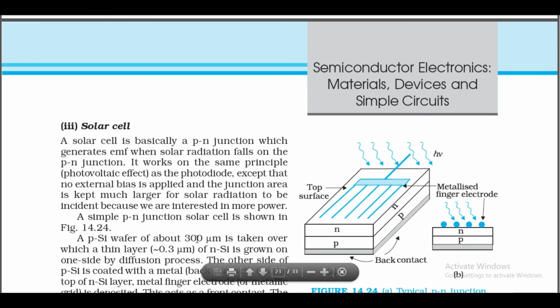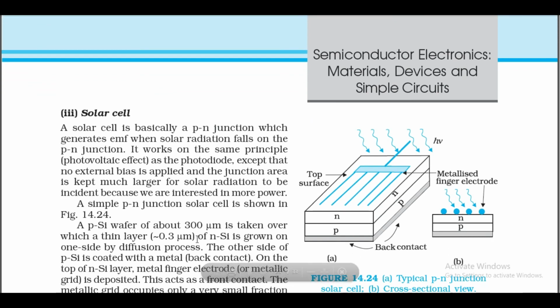Third, solar cells. A solar cell is basically a PN junction which generates EMF when solar radiation falls on the PN junction. It works on the same principle, the photovoltaic effect, as the photodiode, except that no external bias is applied and the junction area is made much larger for solar radiation to be incident, because we are interested in more power. A simple PN junction solar cell is shown in figure 14.24.